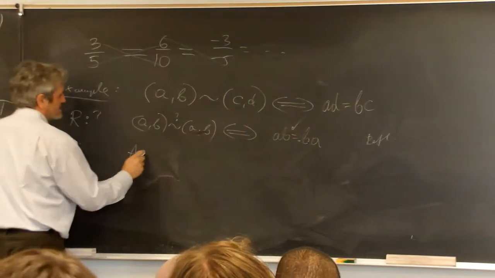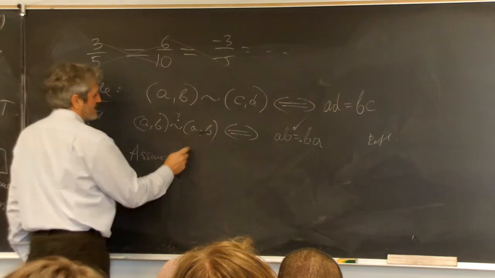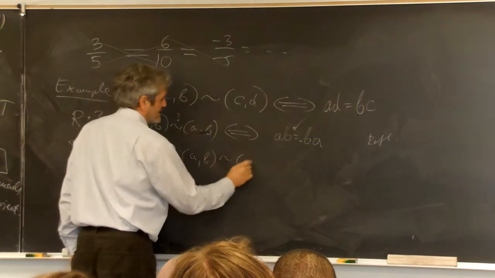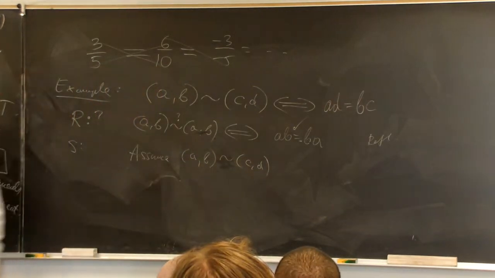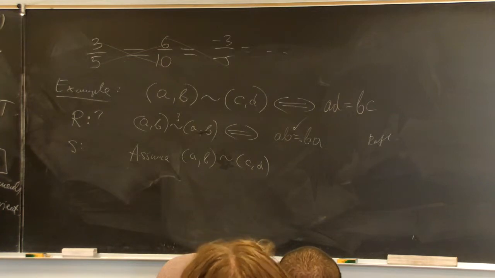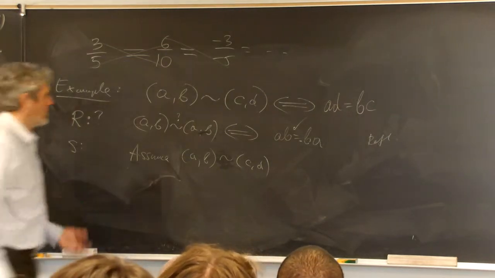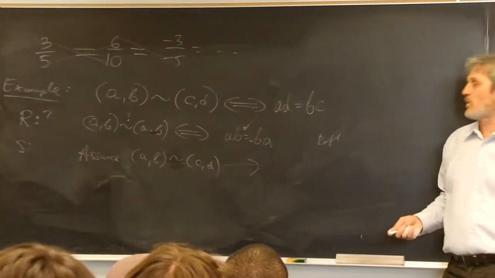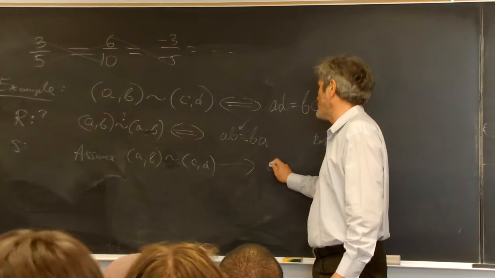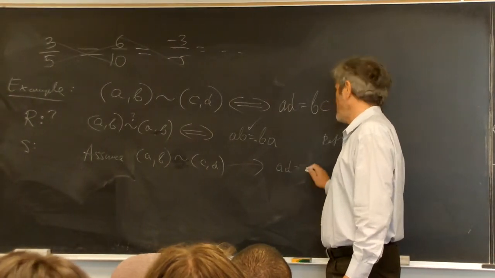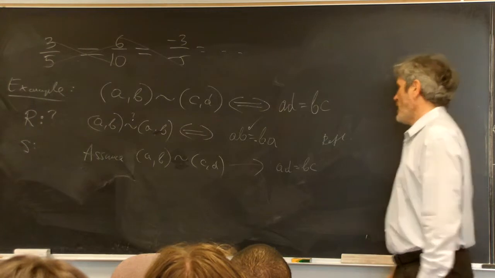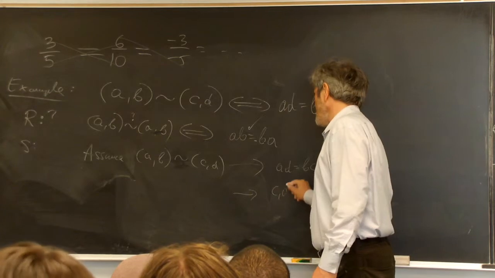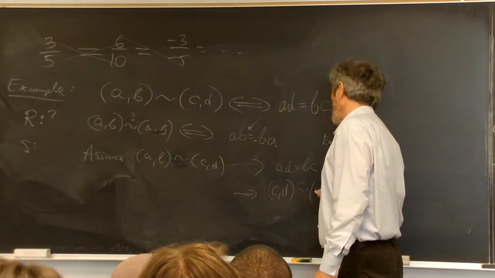The same thing is for symmetric. Assume that (A,B) is related, tilde, to (C,D). What do I want to accomplish? That (C,D) is related to (A,B). So what do I do? First, you always transfer to equations. All the easy proofs go that way. By definition, what does it mean? That AD equals what? But that also implies that (C,D) is equivalent to (A,B).